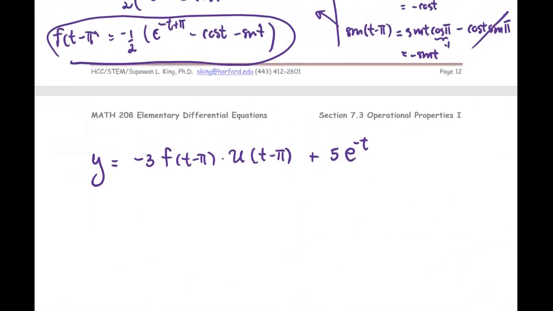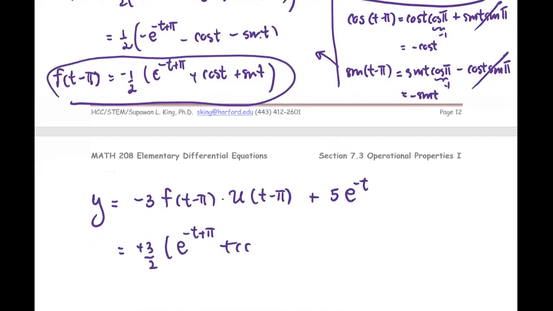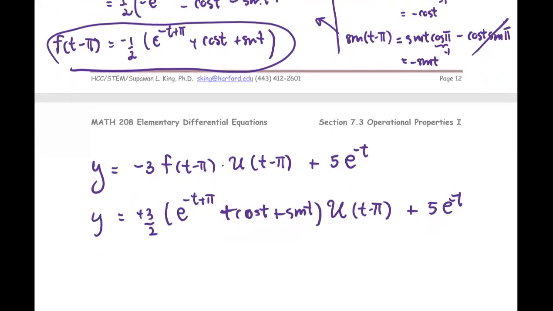And then since we obtained the f of t minus pi in terms of the exponential and the sine and cosine, we place it into the solution y to get negative 3 multiplied by negative 1/2, so now it becomes positive 3 over 2 multiplied by e to the negative t plus pi, plus cosine of t plus sine of t, multiplied by the unit step function t minus pi, and then plus 5e to the negative t as the solution. This form is in the unit step function form.